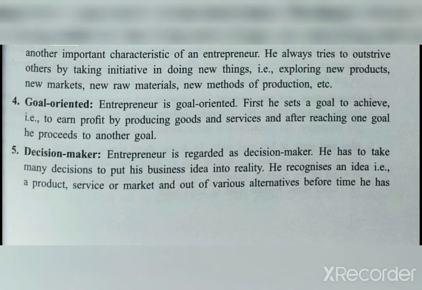Next we have goal oriented. So an entrepreneur is goal oriented. First he sets a goal to achieve, that is, to earn profit by producing goods and services, and after reaching one goal he proceeds to another goal. So goal oriented means being an entrepreneur you must have a proper planning to reach your goal, right? Without having a proper goal, you can't achieve anything. So you must have a goal, and then you can prepare how to reach that goal, you can plan it well, and you can execute, right? So that is goal oriented.